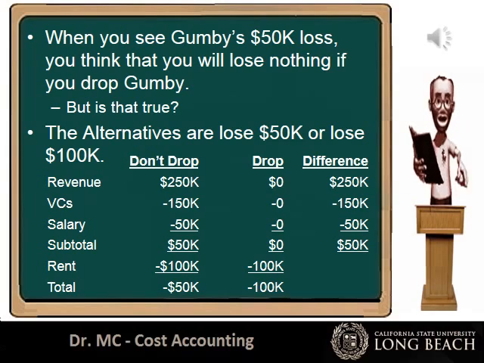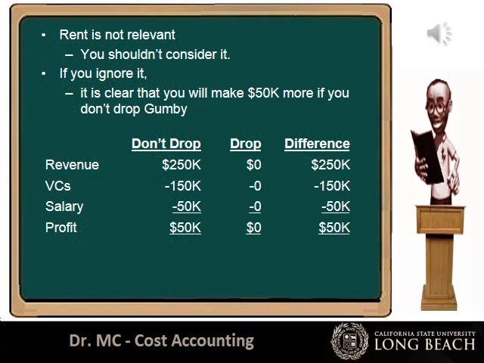This isn't true. As you can see in the table, when you put Gumby's share of the rent as a cost for making Gumby as well as dropping Gumby, you see that you can either lose $50,000 from making Gumby or lose $100,000 from dropping Gumby. Because the rent has to be paid regardless of whether or not you make Gumby, it is not relevant and should not be included in your analysis. As you can see, you make $50,000 more if you make Gumby than if you drop Gumby.